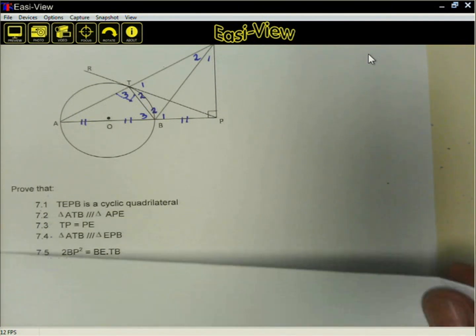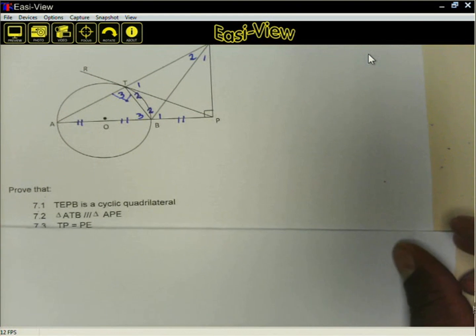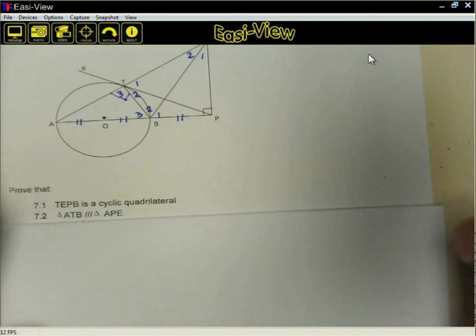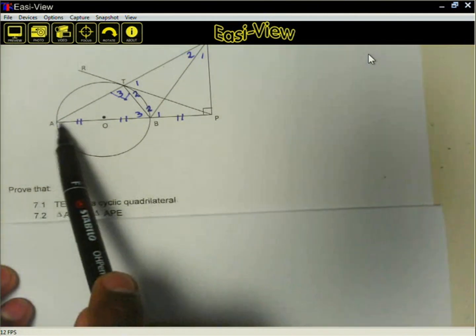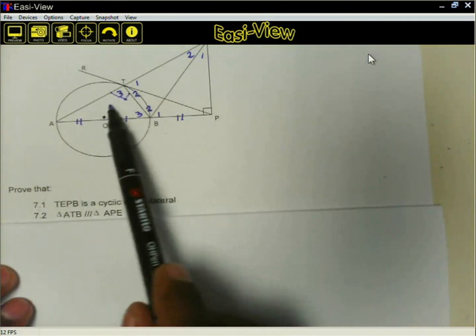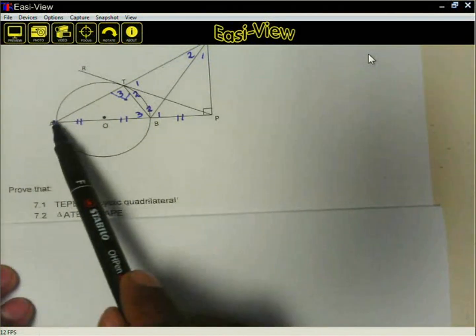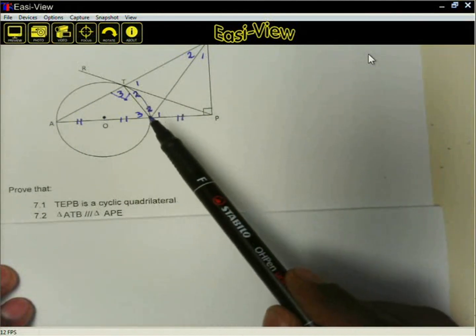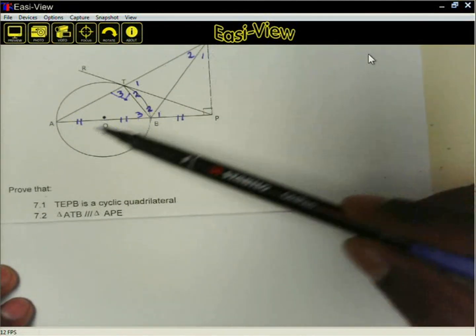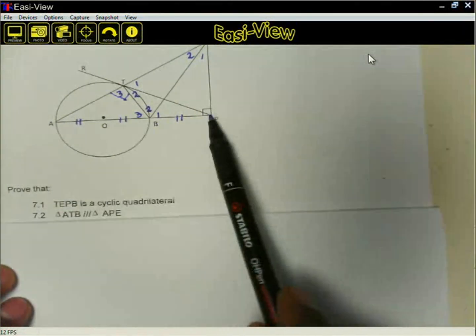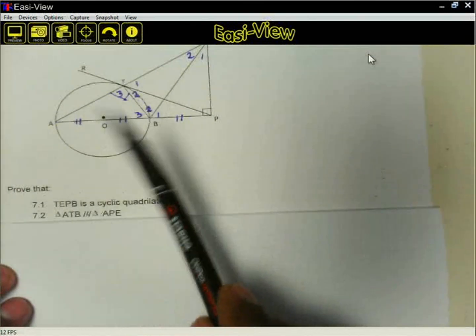The second part of the question, 7.2. Prove that triangle ATB, this triangle grabbing the circle, is similar to triangle APE, the bigger triangle. Triangle APE and triangle ATB.